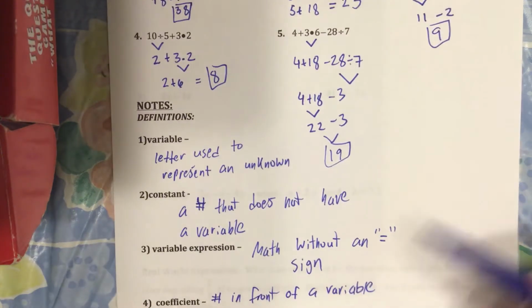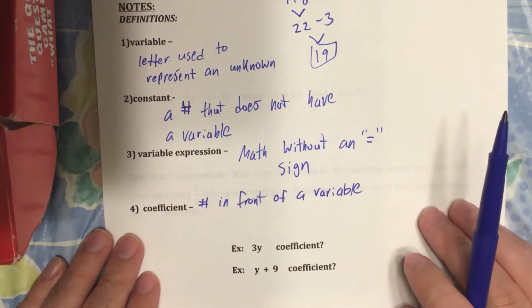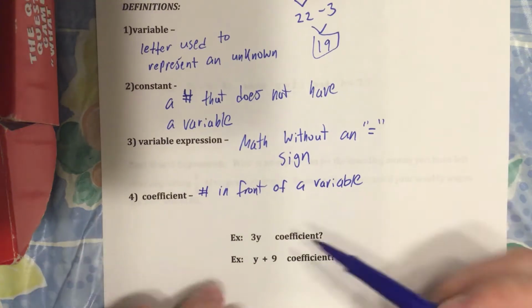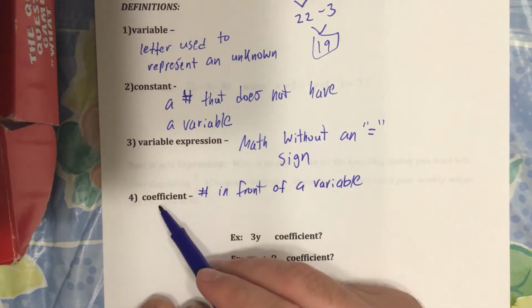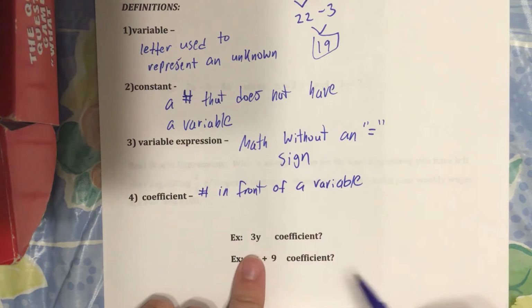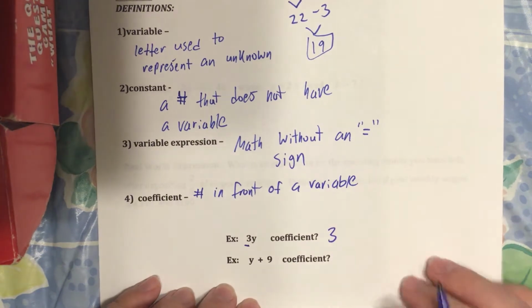Sorry if I'm going a little bit faster than normal. I am trying to keep these videos not too long, so if you need more time, always feel free to pause the video. So here we go. 3y. Do we have a coefficient? Well, a coefficient is a number in front of a variable, so we do. We have this 3. That is the coefficient.